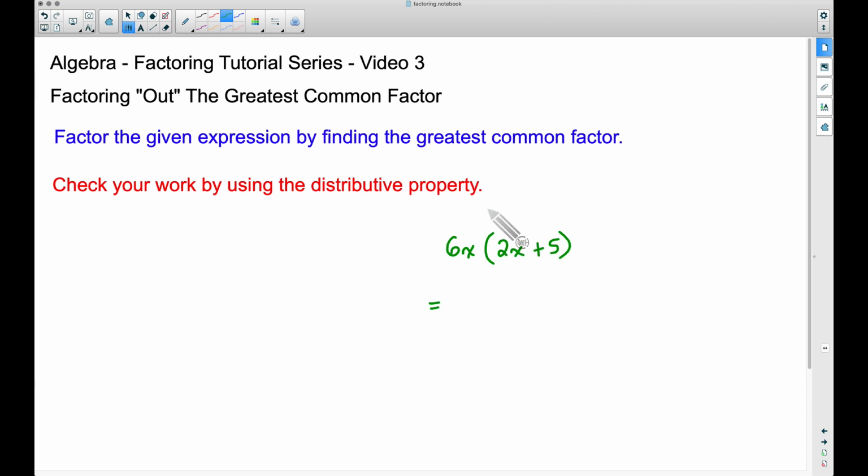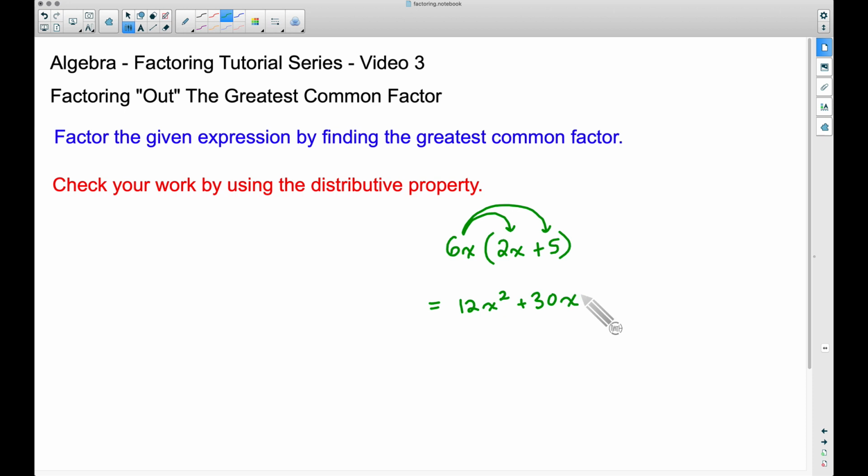So distributive property, what does that mean? Let's take the 6x and multiply it by 2x. 2x is a term, so 6 times 2 is 12, and x times x is x squared. Therefore, 6x times 2x is 12x squared. Let's do the same thing for the other term, the 5. 6 times 5 is 30, and that's a positive 30 because we are taking a positive 6 times a positive 5. But don't forget your x. You're taking 6x times 5, and 6x times 5 is 30x.